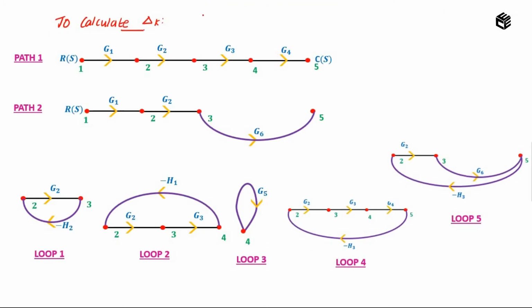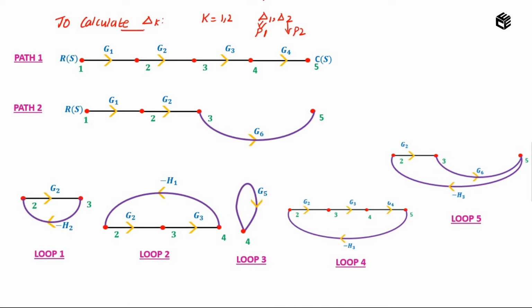Next we need to calculate del k. Since we have two forward paths, k value is 1 and 2, so we have two del values, that is del 1 and del 2. Del 1 represents path 1 and del 2 represents path 2. In order to find the values of del 1 and del 2, we have to compare the first forward path with the individual loops, and similarly the second forward path with the individual loops, and identify whether there is any loop which is not touching the forward paths.